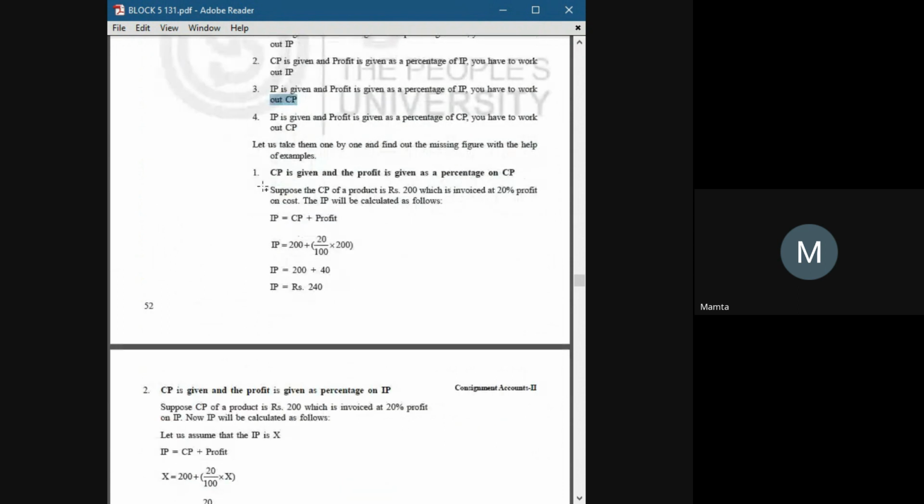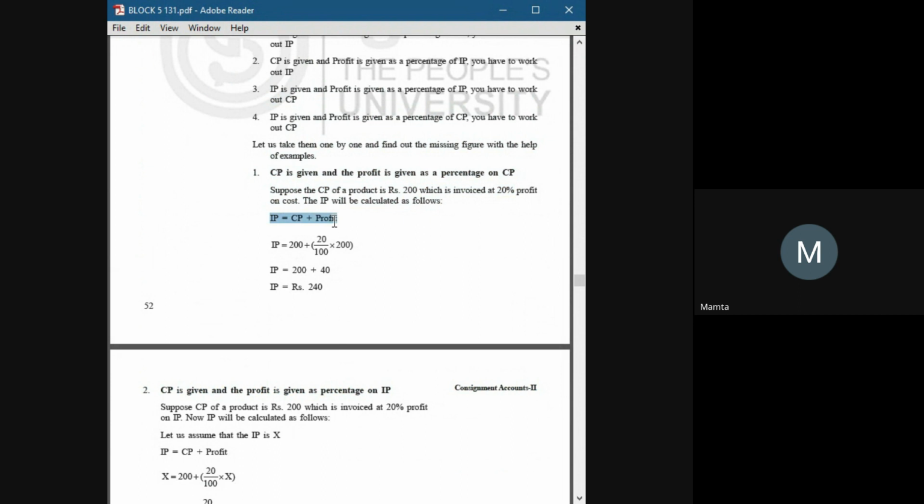Let's simply take the example first. CP is given and the profit is given as a percentage on CP. Suppose the cost price of a product is 200, which is invoiced at 20% profit on cost. The IP will be calculated as follows.